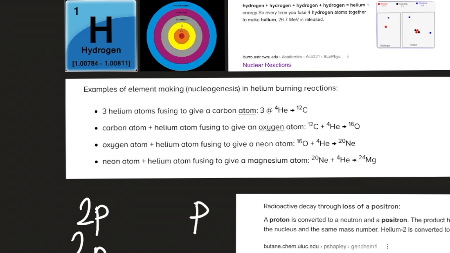If you have 2 helium atoms and you fuse them into 3, you get carbon. If you have 3 helium atoms and you fuse them into 4, you get oxygen. If you have 4 helium atoms and you fuse them into 5, you get neon. If you have 5 helium atoms and you fuse them into 6, you get magnesium, and so on and so forth until you get all of the elements on the periodic table.